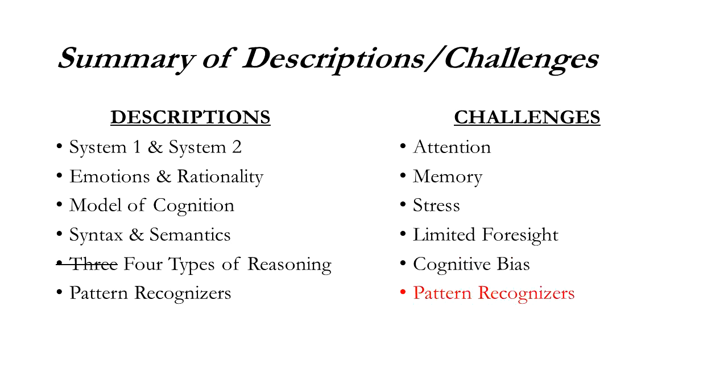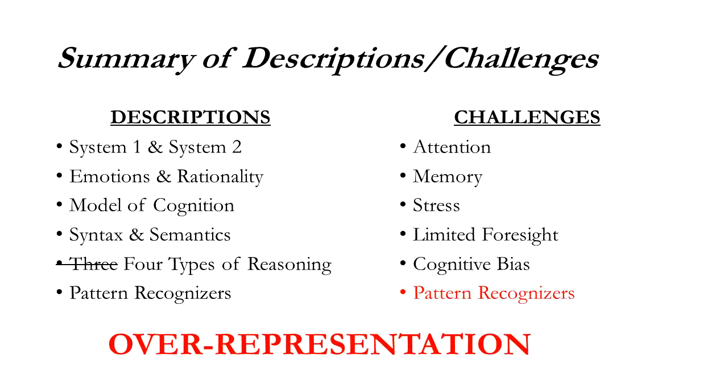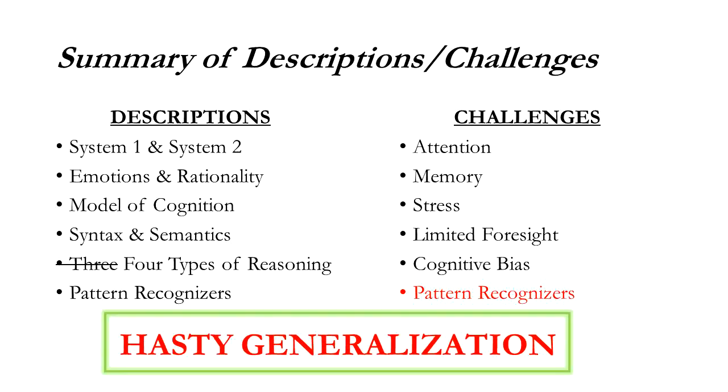And before we leave here, we've got challenges like pattern recognizers. So sometimes our pattern recognition systems go too far. We over-represent. Sometimes, for instance, we may take a sample and make an inductive argument to a population that over-represents for various reasons. We might make, for instance, a hasty generalization based on a pattern that we want to be true.